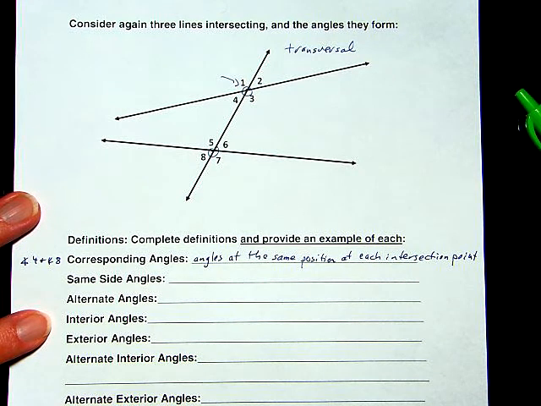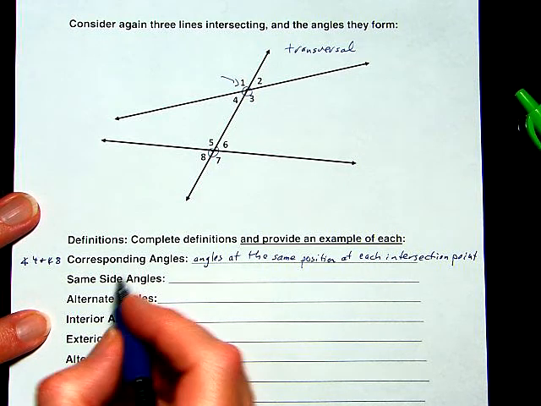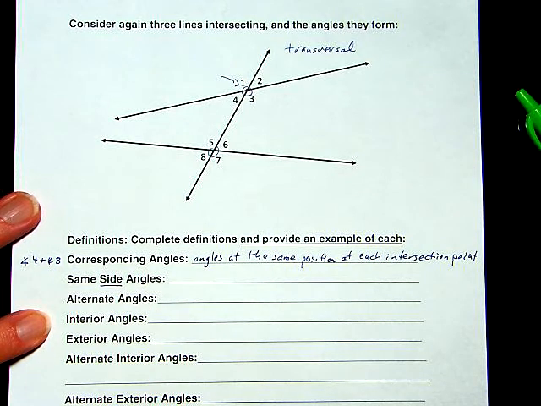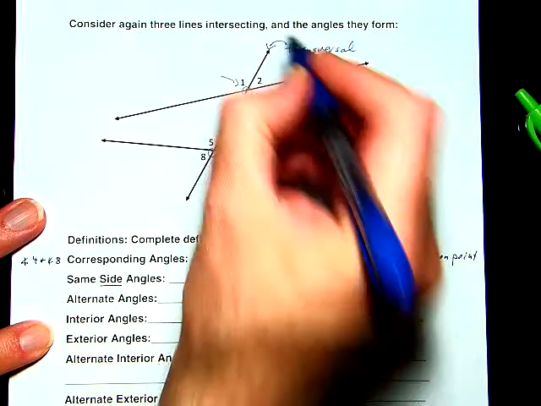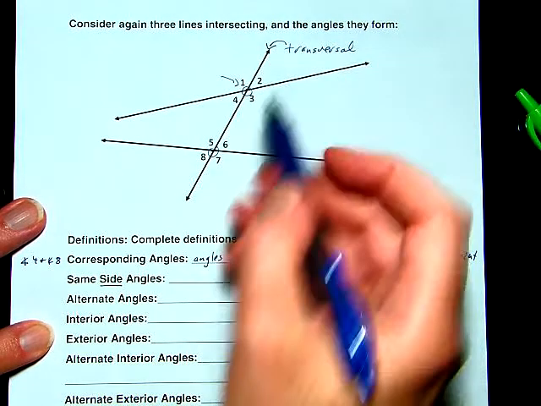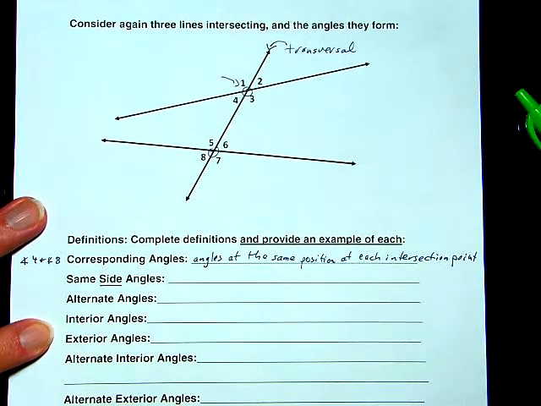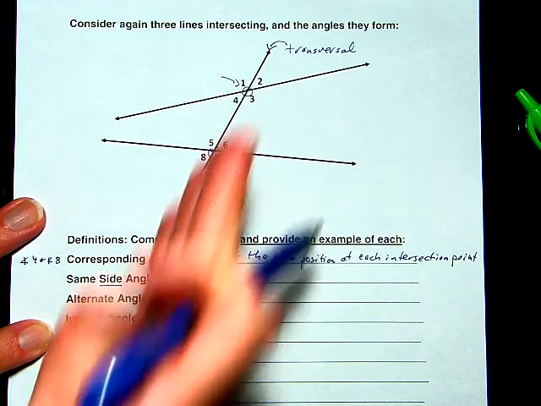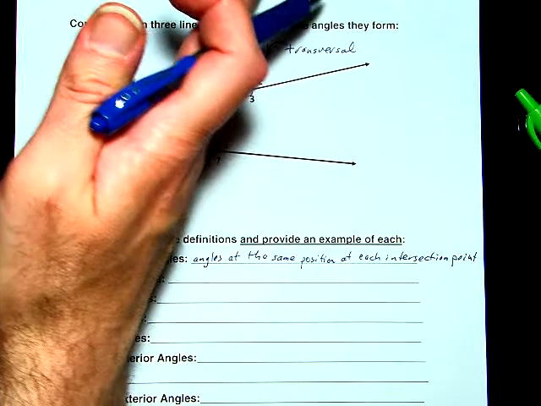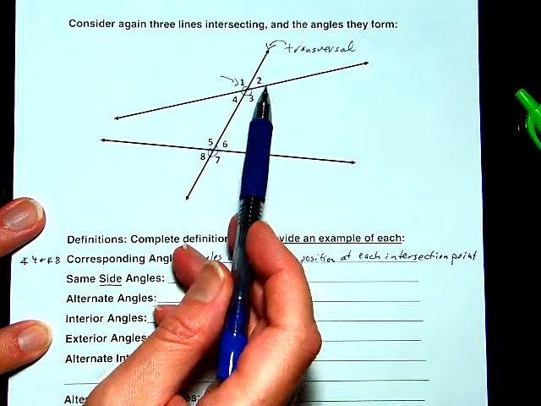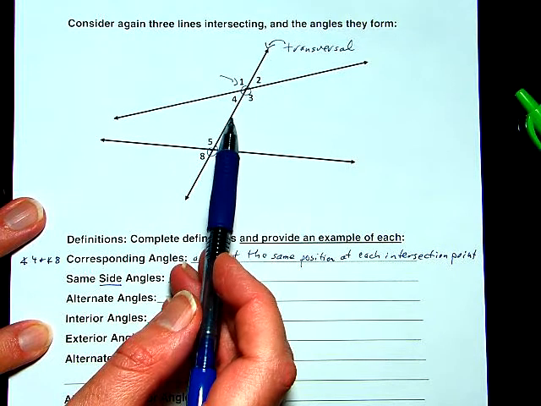The next definition is same-side angles. So same-side angles, the side that we're referring to when we refer to same-side angles is the half plane formed by the transversal. So this is our transversal. Okay, this line that's cutting down this way is a transversal. And everything on the right of the transversal is on the same side. And everything that's on the left of the transversal is also on the same side. But things which are on the right are not on the same side as things which are on the left.